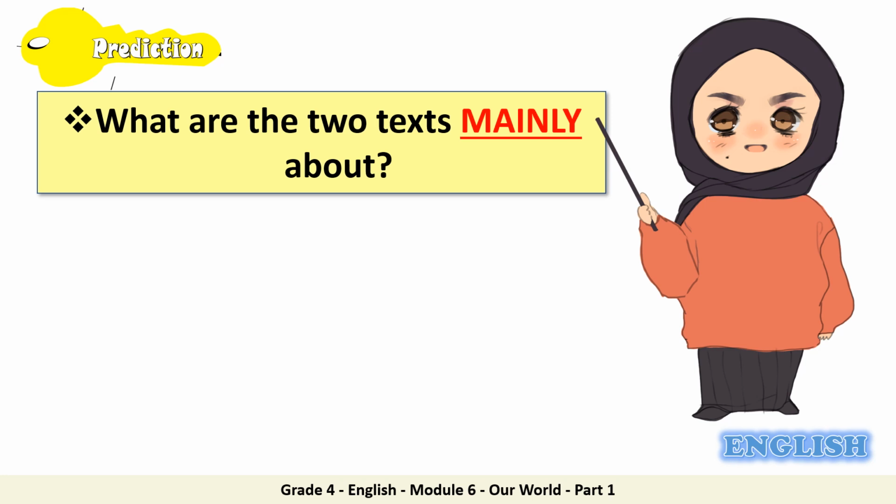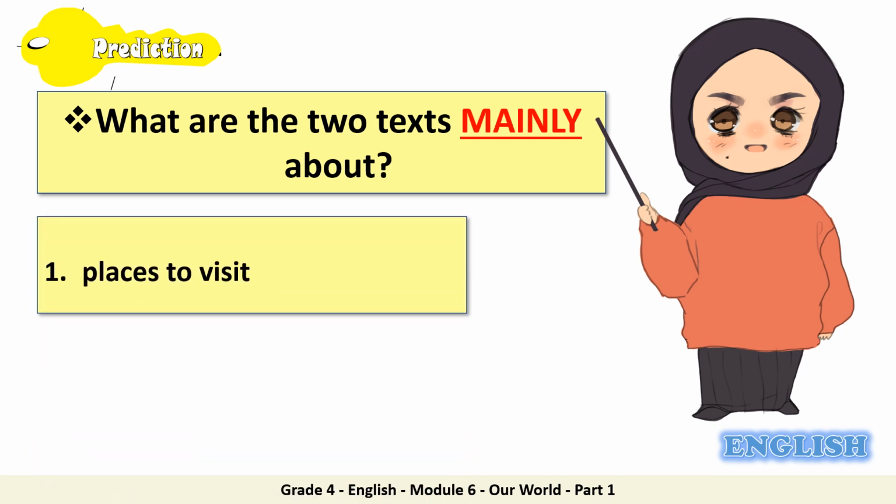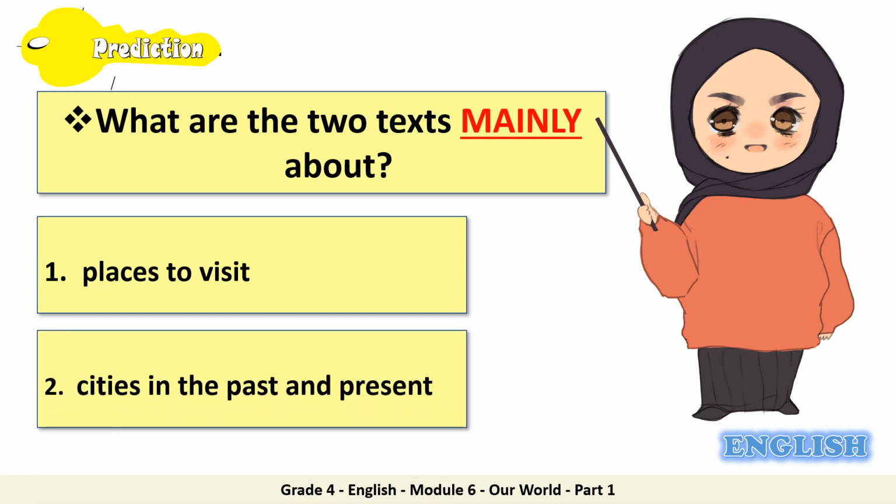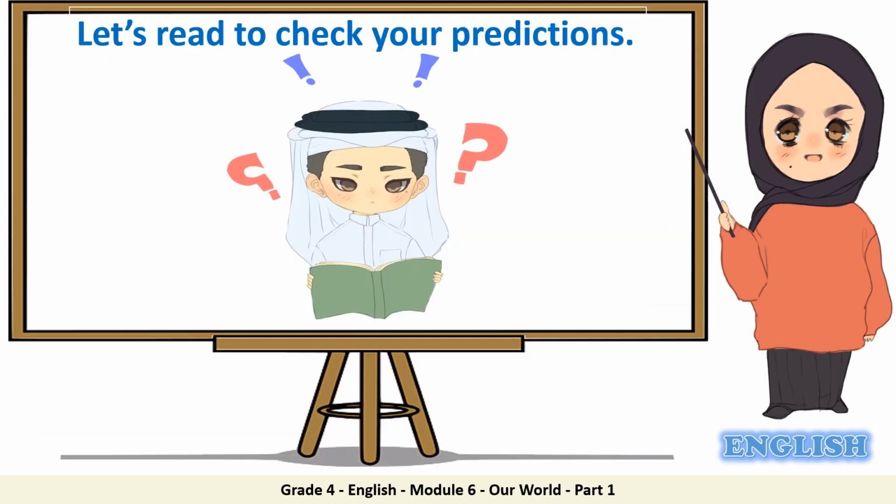It can be a little bit tricky. What are the texts mainly about? Let me give you some options. 1. Places to visit. 2. Cities in the past and present. Can you find out which one is correct? Let's read to check your predictions.